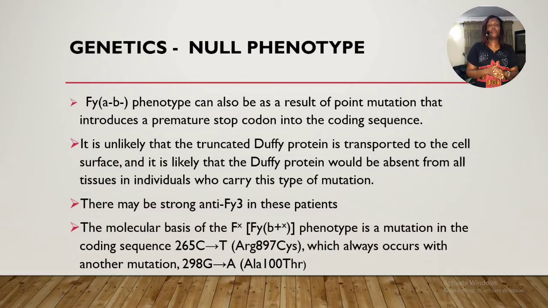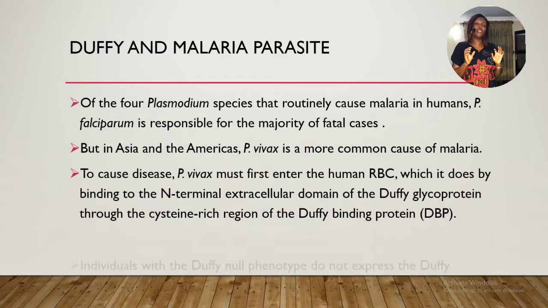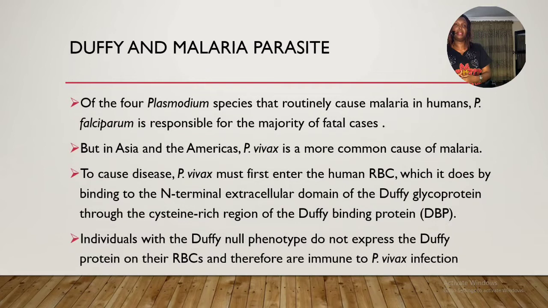Okay? Now, let us look at the relationship between Duffy antigens and malaria parasites. Of all the four plasmodial species that routinely cause malaria infection in human beings, research has shown that P. falciparum is responsible for the majority of the fatal cases. But in some parts of the world, like Asia and America, P. vivax is the more common cause of malaria.